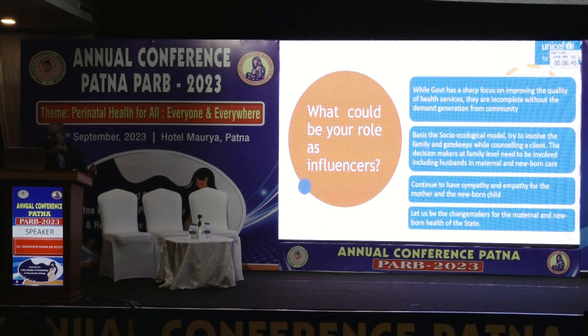You should be the change maker for the maternal and newborn health scenario of the state, because achieving the last mile is very challenging. If you want to showcase your state achieving the SDG targets by 2030 or the India Newborn Action Plan targets by 2030, then we have to work collaboratively with the health department and all the development partners, and your support is very much essential to improve the overall maternal and newborn, especially the perinatal, health scenario of the state.